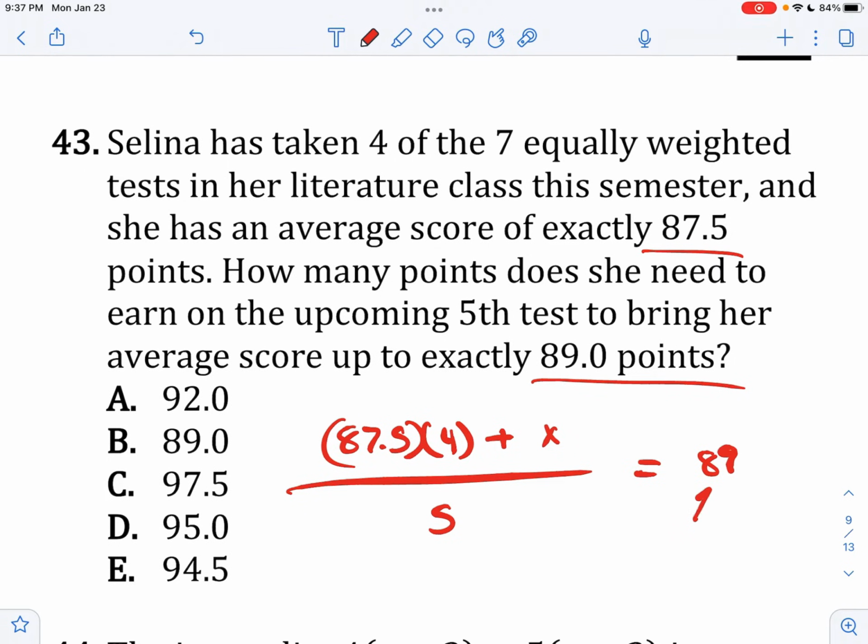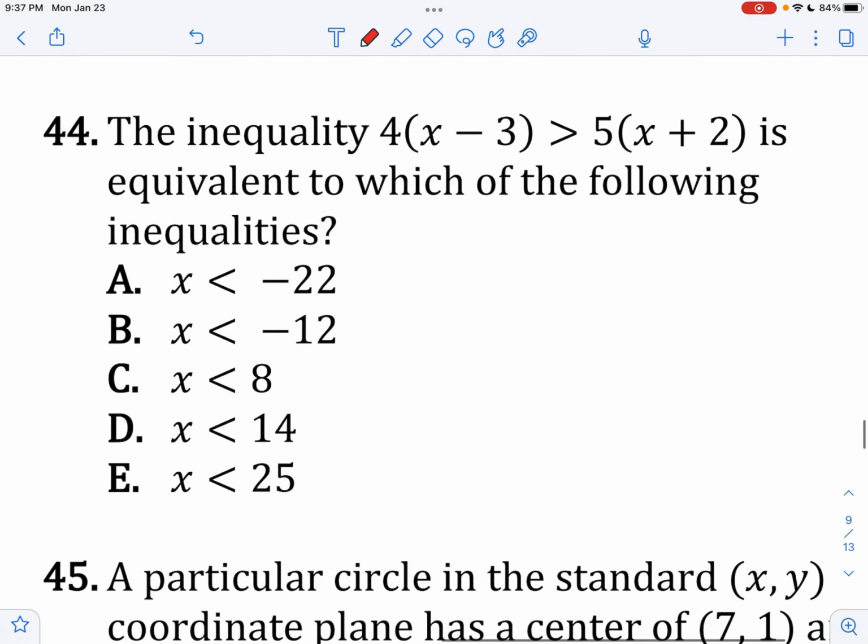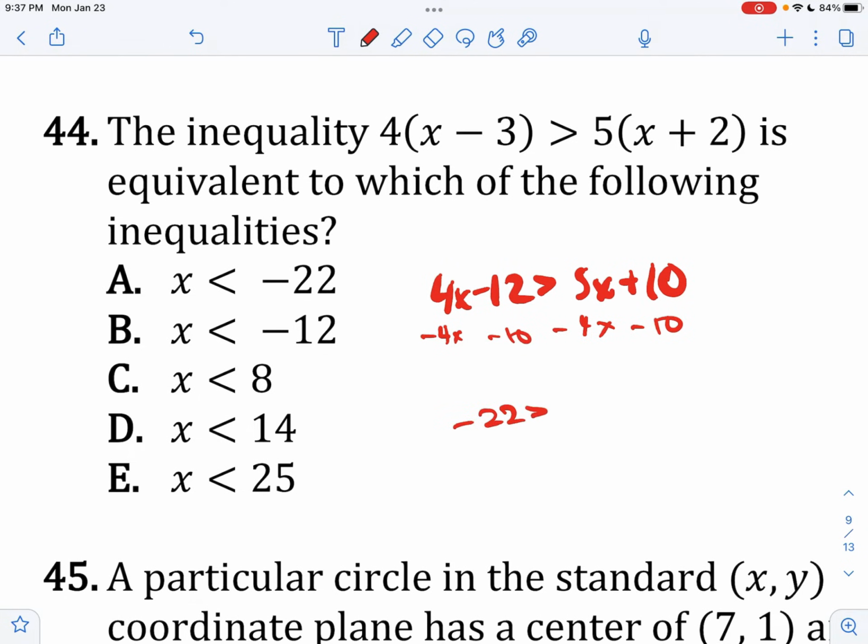So your average is equal to your sum divided by your total number of values. If I just solve this for x, I get 89 times 5 minus 87.5 times 4. We get 95. The inequality here is equivalent to which of the following? So 4x minus 12 is greater than 5x plus 10. So we get minus 4x, and then we get minus 10, so we get negative 22 is greater than x. x is less than negative 22.